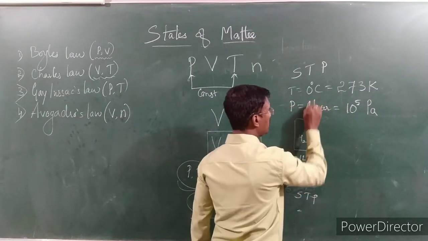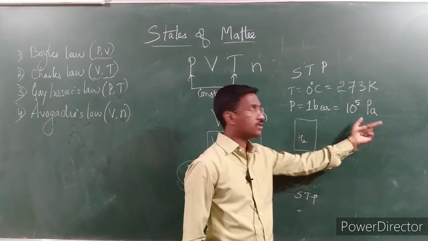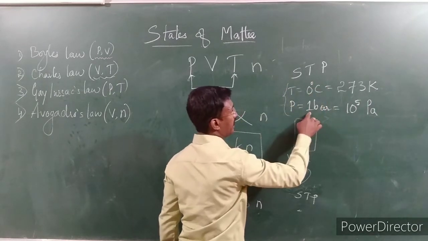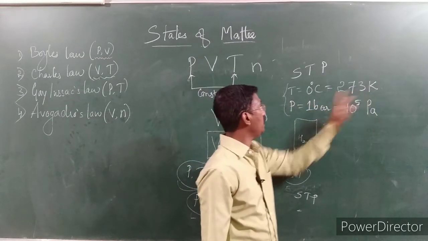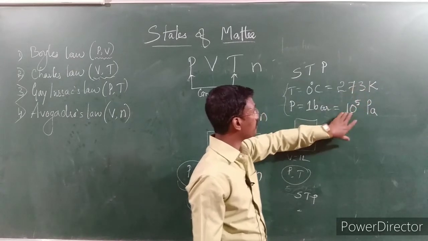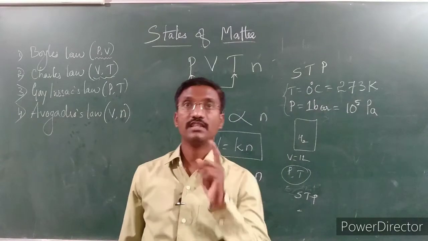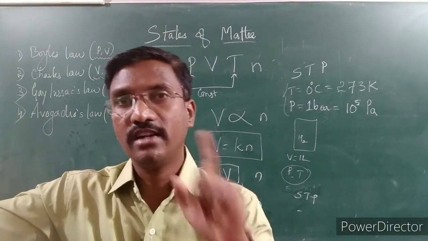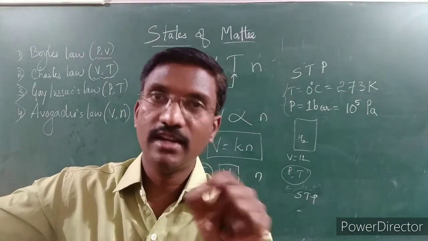1 bar is equivalent to 10 raised to 5 Pascal. So when the temperature is exactly 0 degrees Celsius and pressure is 1 bar, or if the temperature is 273 Kelvin and pressure is 10 raised to 5 Pascal, this kind of temperature and pressure is called standard temperature and pressure. Commonly we call that STP. STP is the short form of standard temperature and pressure. You have to remember in your mind that STP means standard temperature and pressure.